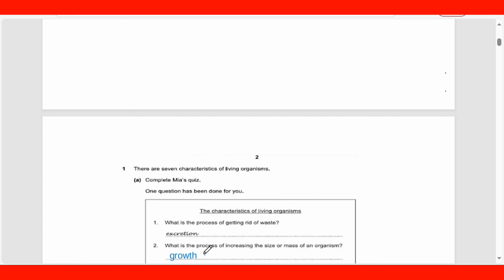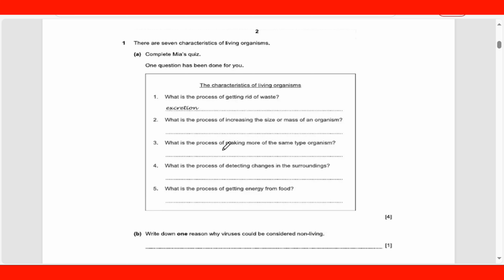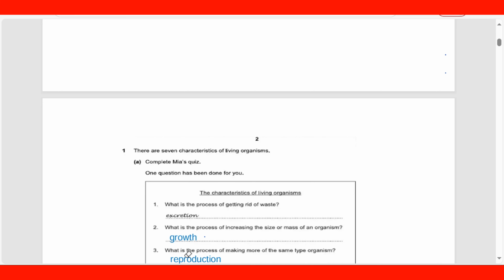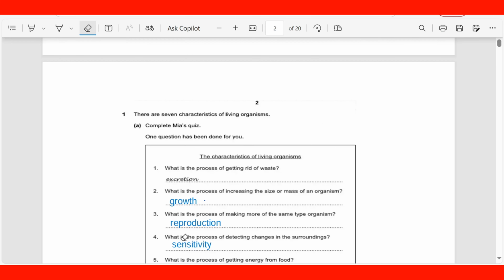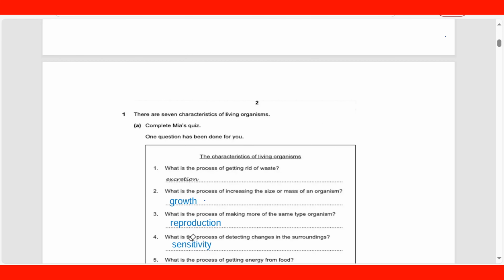Now number 3, what is the process of making more of the same type of organism? Okay, let's check out the answer guys. So it's reproduction. Let's move on. Now number 4, what is the process of detecting changes in the surrounding? Okay, let's check out the answer guys. Well, it's sensitivity, right? Let's move on.